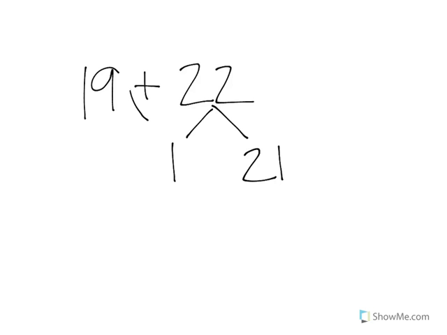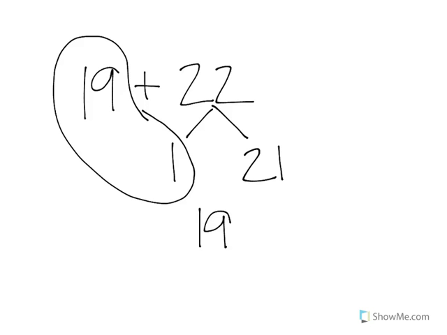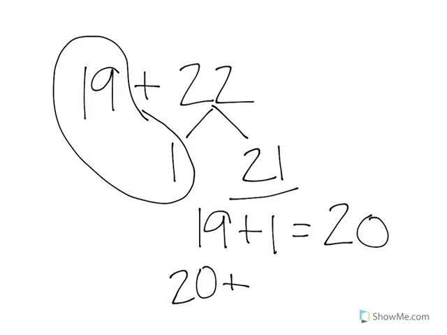So the first thing I do is I circle and I make the next 10. 19 plus 1 equals 20. Oh, but I can't forget to add my leftovers over here. So 20 plus 21. 2 tens plus 2 tens equals 4 tens. And 0 ones plus 1 equals 1. 41. But here's what we have to figure out today.